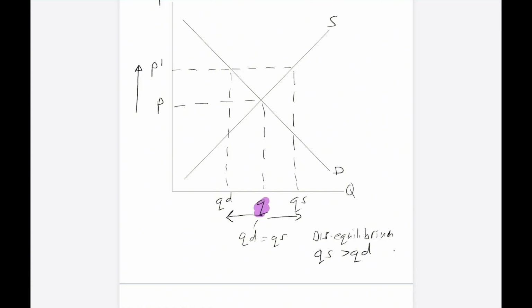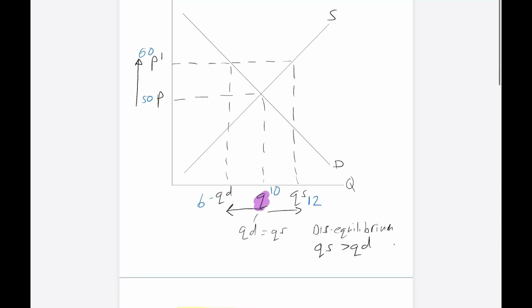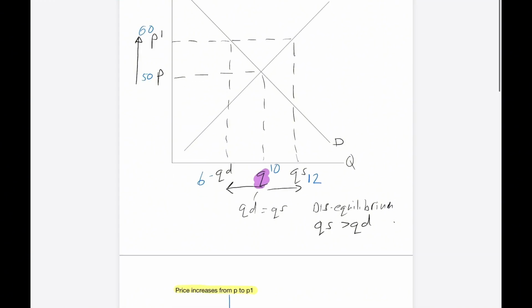Let's have a look at some numbers here. If we said that P was 50, and let's say Q was 10, and the price increased from 50 to 60, as a result, the quantity demanded will decrease from 10 to say 6. And because of the increase in price, firms are going to be more willing and able to supply the product, so the quantity supplied will increase, let's say to 12. So we can see here that the quantity supplied is 12 and the quantity demanded is 6.